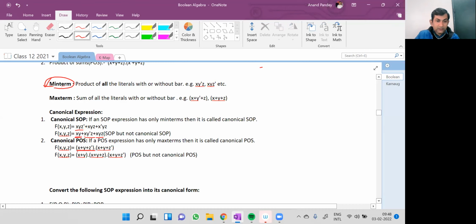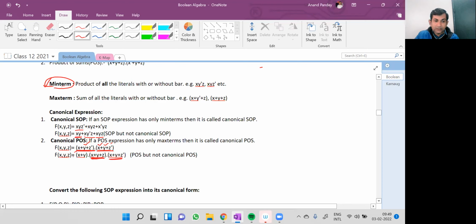Like that, see this expression. This is POS. So here this term is the sum of all the literals. So this is a max term. x, y, z, all three are there. This is also the sum of all the literals. x, y, z, all three are here. So this is also a max term. In the second expression, this is a max term, it has all the literals. This also has all the literals, so this is also a max term.